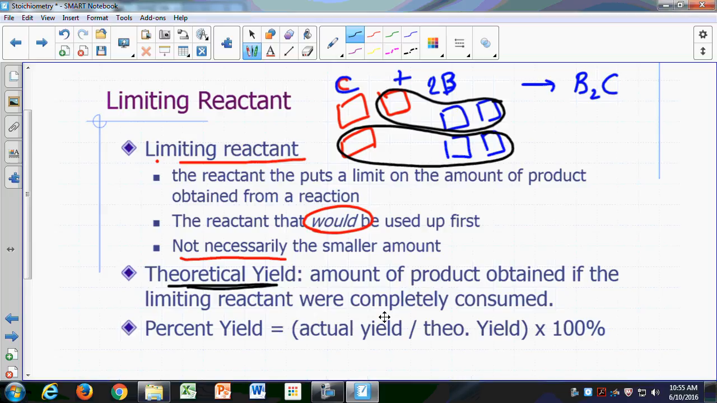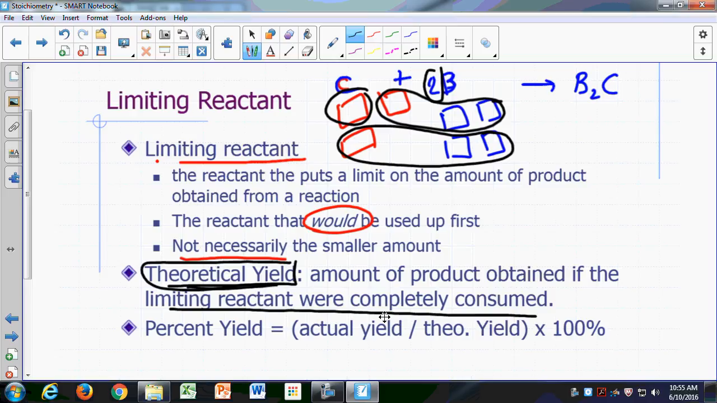Even though I have more slices of bread than cheese, I ran out of bread first because of this coefficient of 2 in the balanced equation. So my limiting ingredient here would be the bread. My excess reactant, my excess ingredient, would be the slices of cheese. The amount of product that you can get if your limiting reactant were completely consumed is called your theoretical yield. So in this analogy, our theoretical yield would be 2 sandwiches.